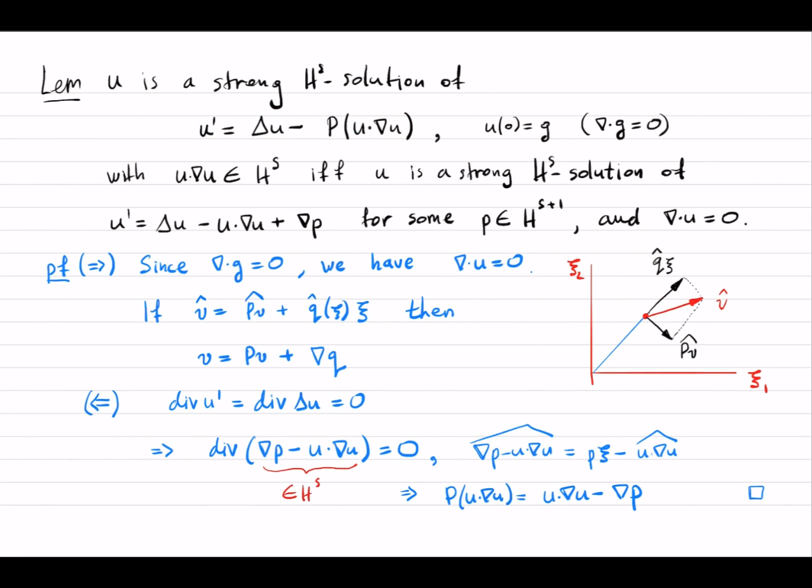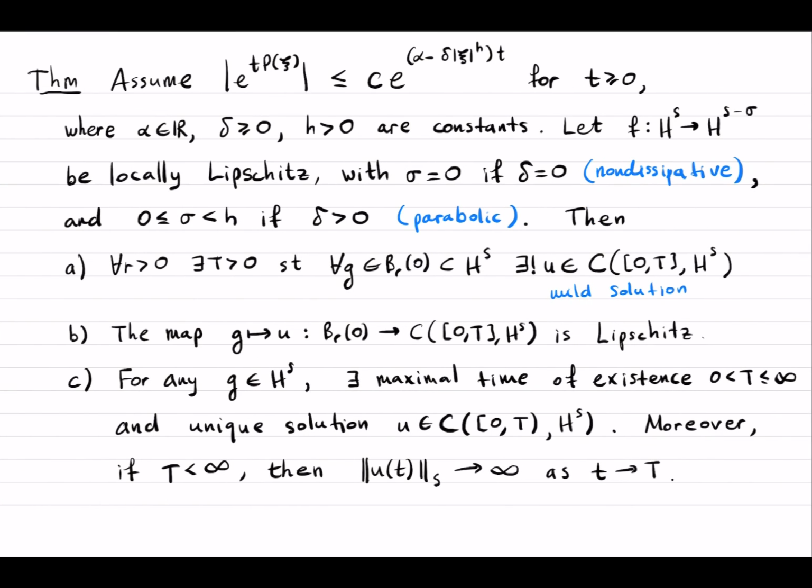Now this motivates us to define the mild solution. So we have the notion of strong solution. The mild solution would simply treat this as the inhomogeneous term and write this equation in an integral formulation, and any solution satisfying that integral formulation would be called a mild solution. And this is our main theorem.